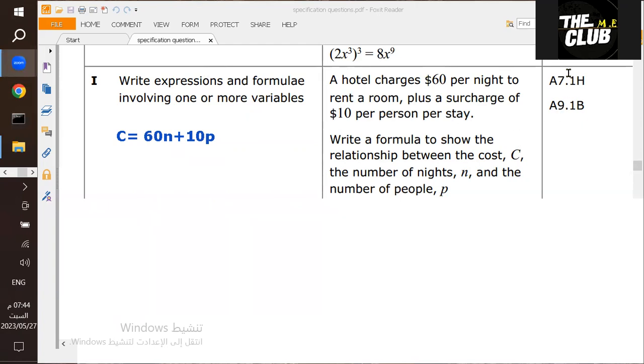Formula. You study this in year 7 and year 9. Okay. Let's move on to the next one.